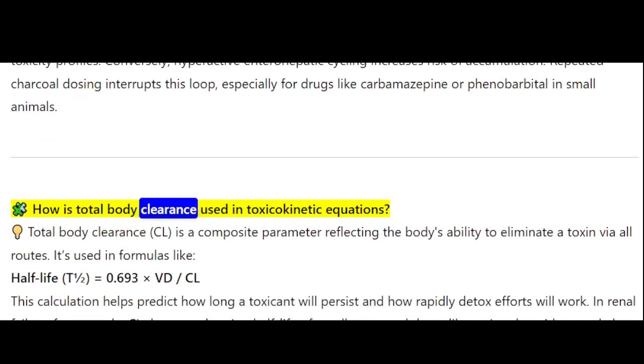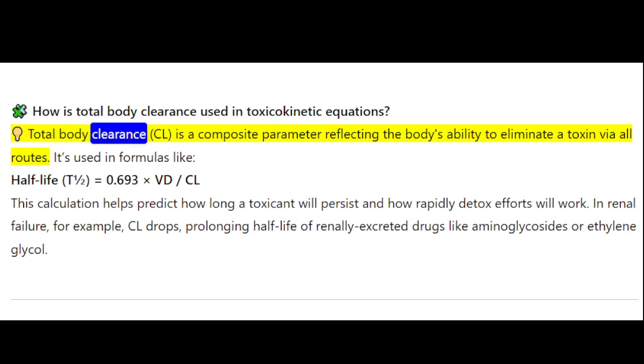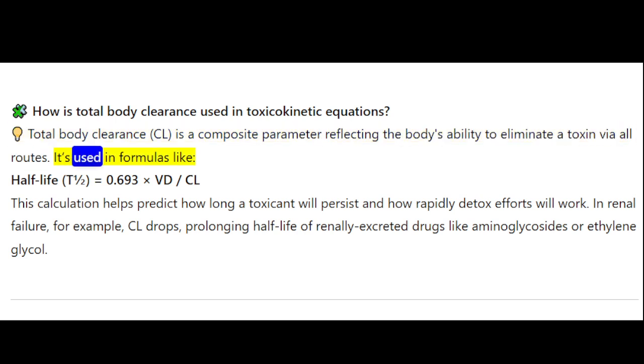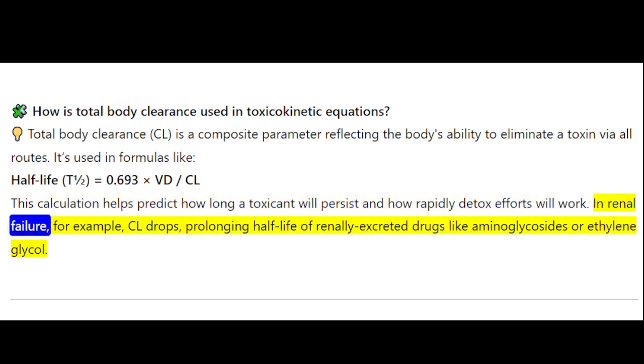How is total body clearance used in toxicokinetic equations? Total body clearance, CL, is a composite parameter reflecting the body's ability to eliminate a toxin via all routes. It's used in formulas like half-life equals 0.693 × VD/CL. This calculation helps predict how long a toxicant will persist and how rapidly detox efforts will work. In renal failure, for example, CL drops, prolonging half-life of renally excreted drugs like aminoglycosides or ethylene glycol.